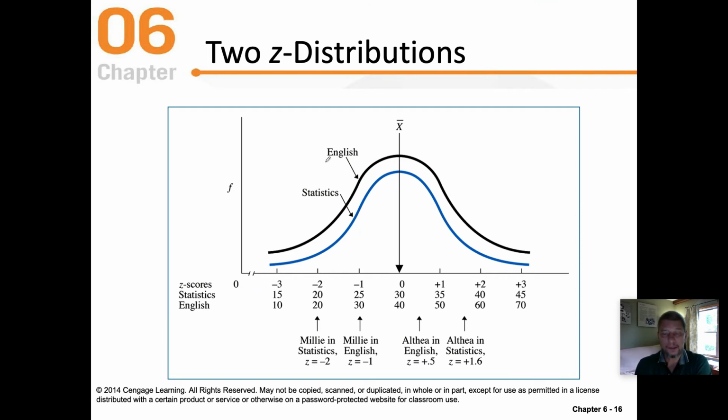Now, in statistics, her z-score is positive 1.6, so she's 1.6 standard deviations above the mean. Now, the standard deviation in statistics is 5, and so 5 times 1.6 is 8. And so therefore, what is her raw score in statistics? Well, it's going to be 30 plus 8, which is 38. So that's how you would use these z distributions.